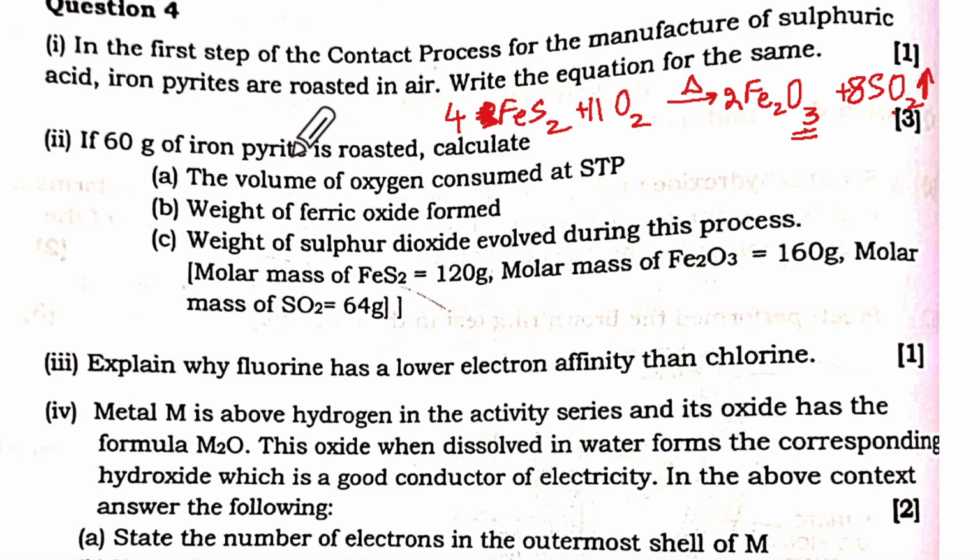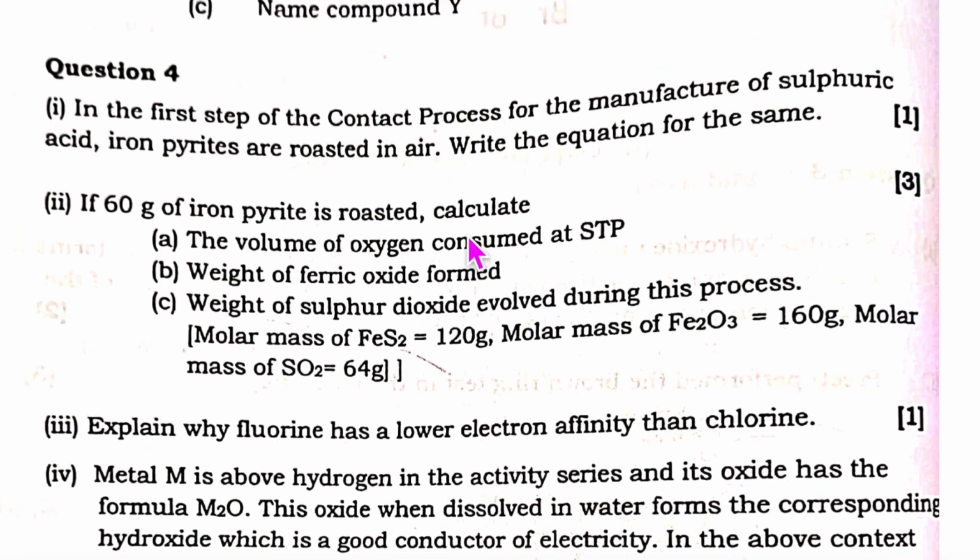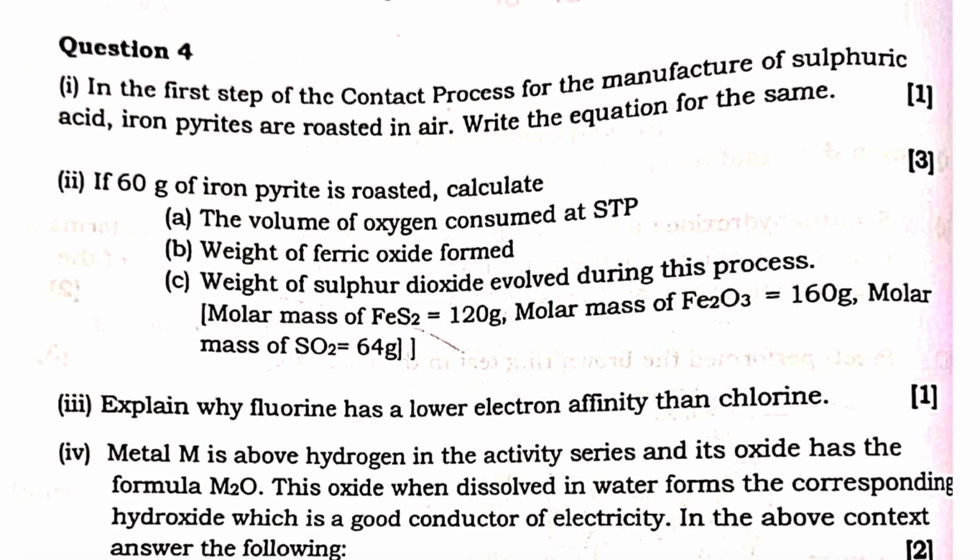Okay, 60 grams of iron pyrite roasted. Calculate the volume of oxygen, the weight of ferric oxide, weight of sulfur dioxide. How many of you get confused for something like this? Is there anyone who will get confused for this? Yes, ma'am. Okay. So if you get confused, what are they telling you? The reaction, have you written first? Tell me. Have you written the reaction? Not yet, no? You finished writing the reaction? Yes, ma'am. Okay. So I'm just rewriting it.